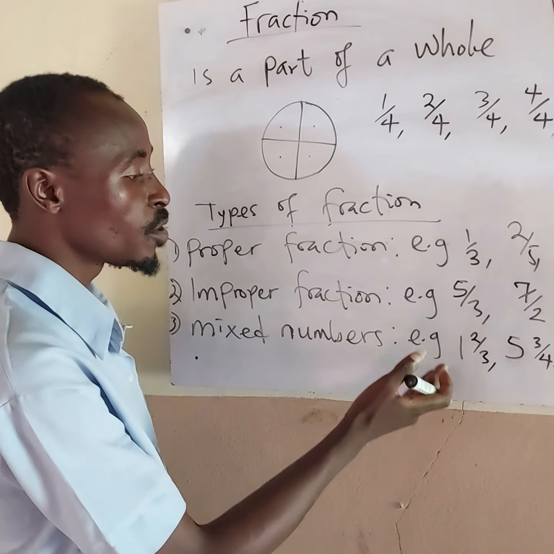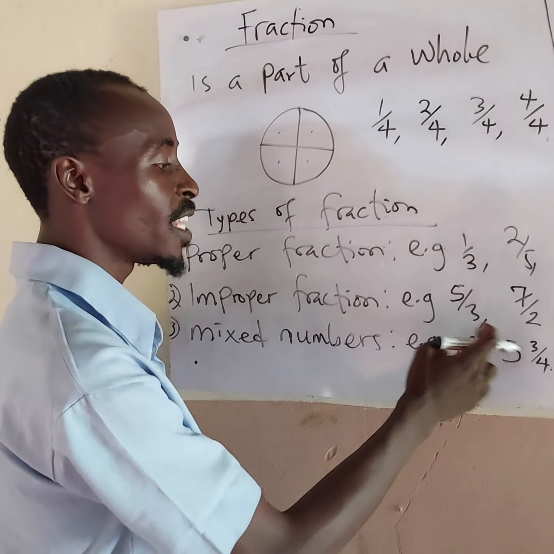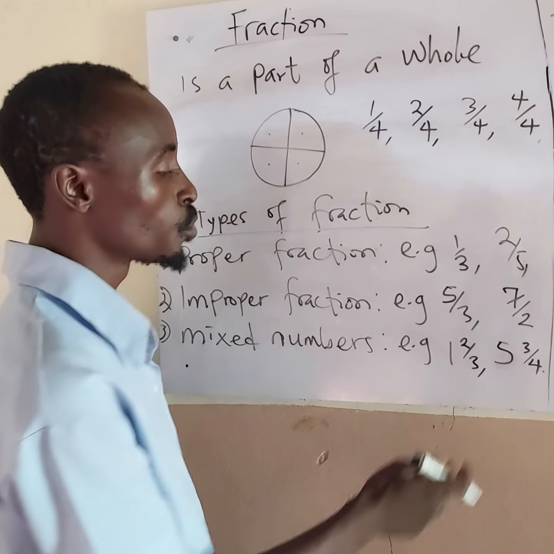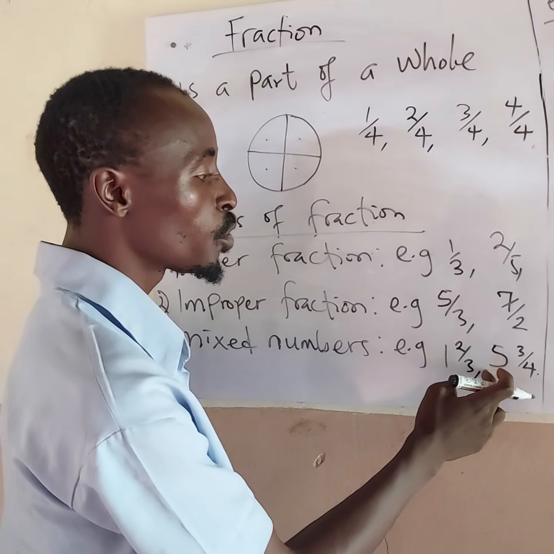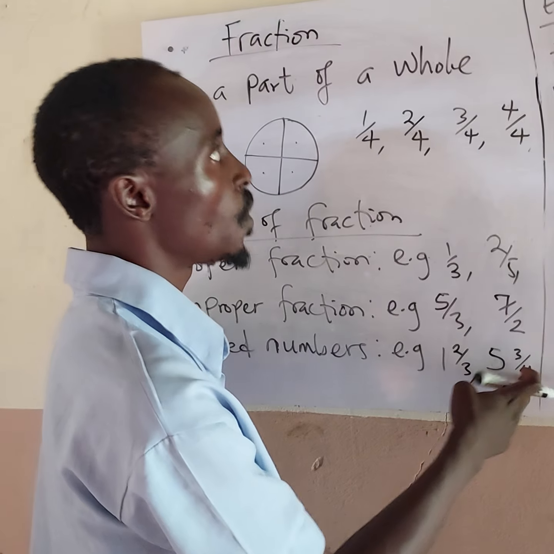Then you have mixed numbers. A mixed number is a combination of a whole number and a fraction. So you see this, you have 1 whole number, 2 all over 3. You have 5 whole number, 3 all over 4.